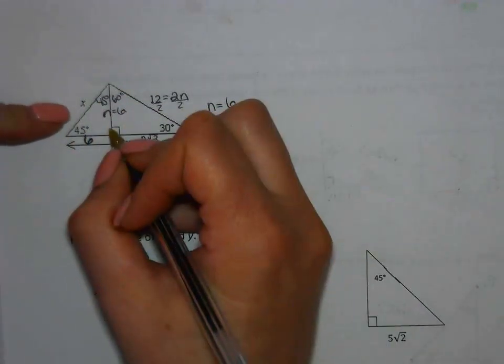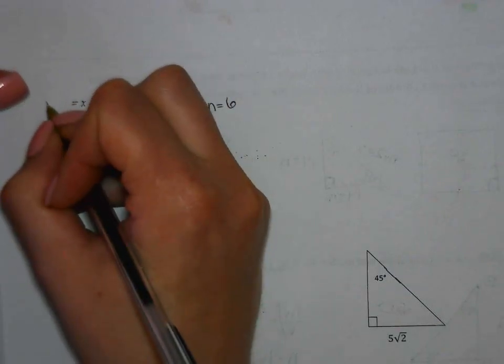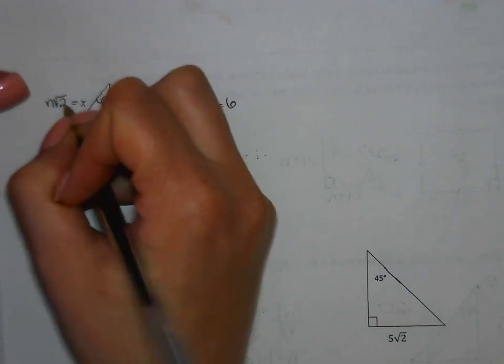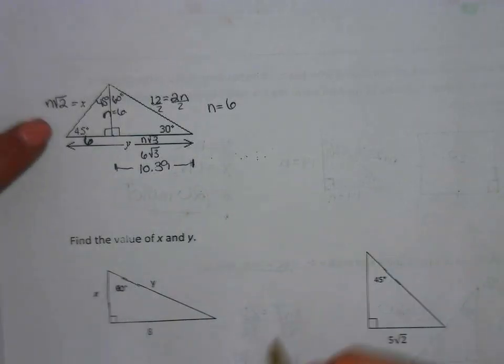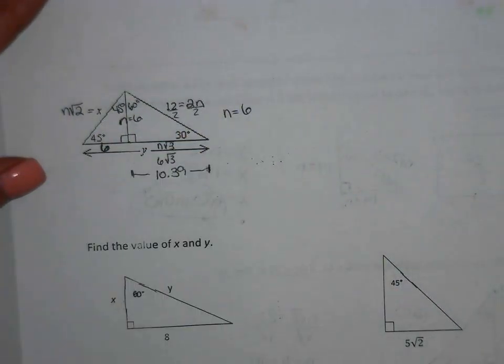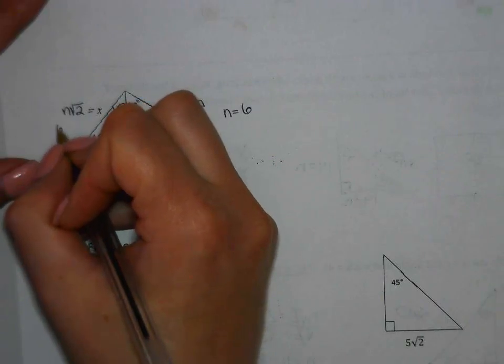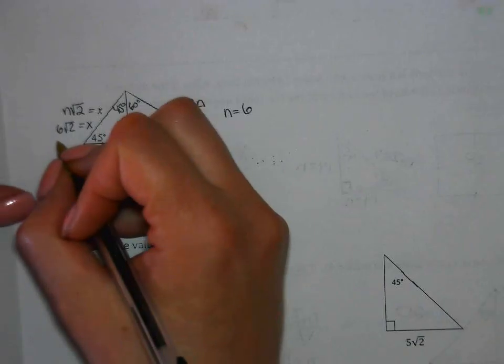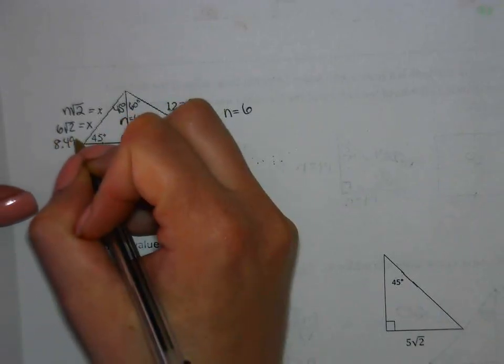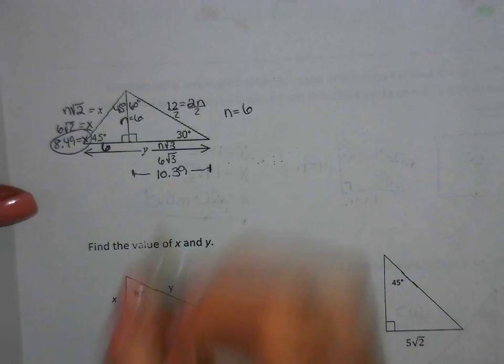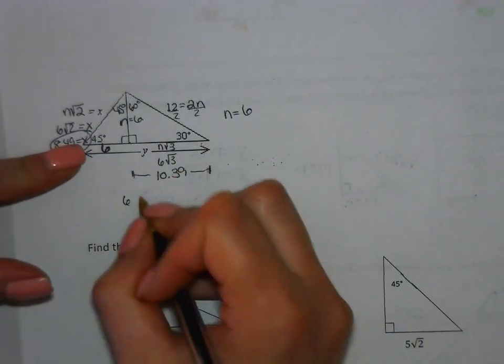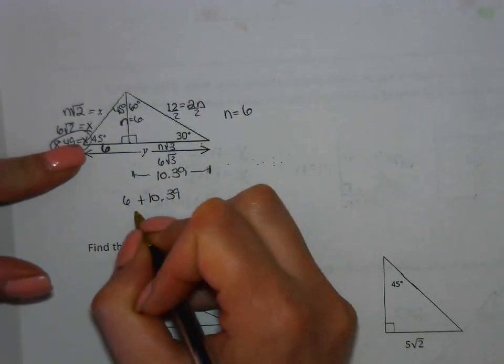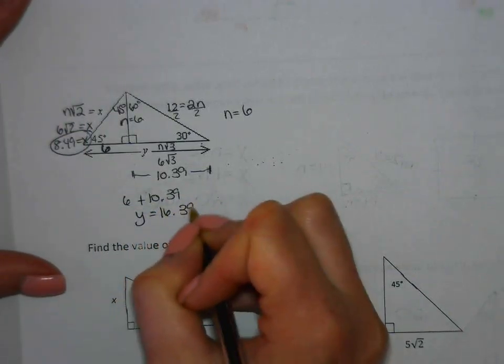To find x across from our 90, it's n square roots of 2. We can replace our n with 6, so it's 6 times the square root of 2, which equals x, and 6 times the square root of 2 is 8 and 49/100. So that's x. To find y, we're finding the whole distance, so we take 6 plus 10 and 39/100. So y equals 16 and 39/100.